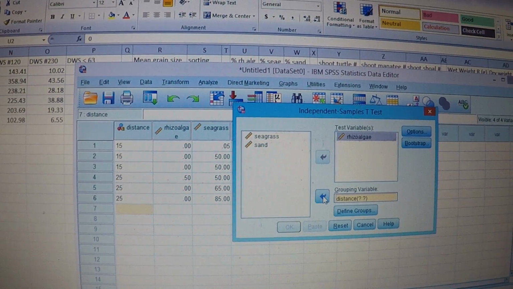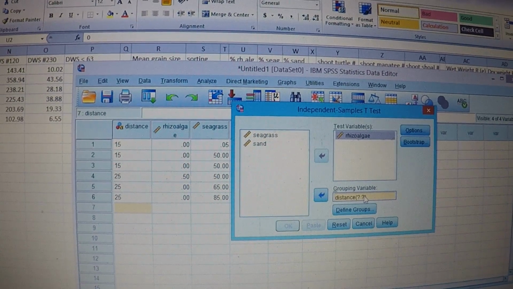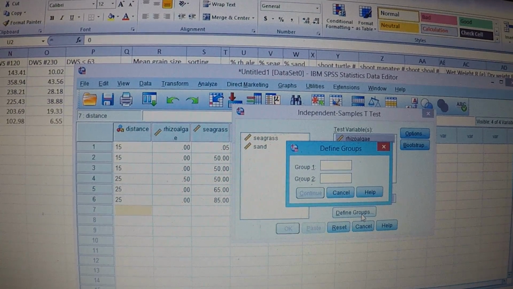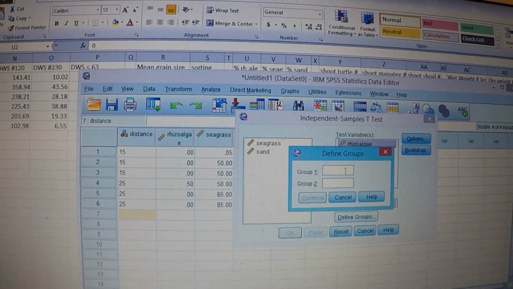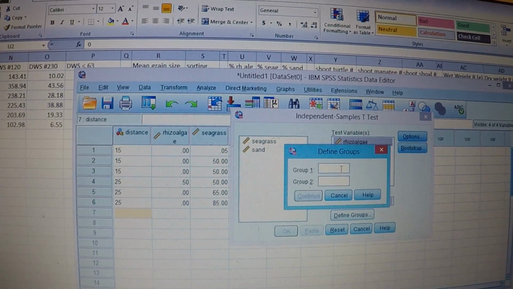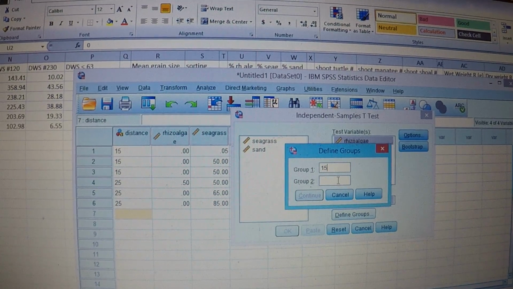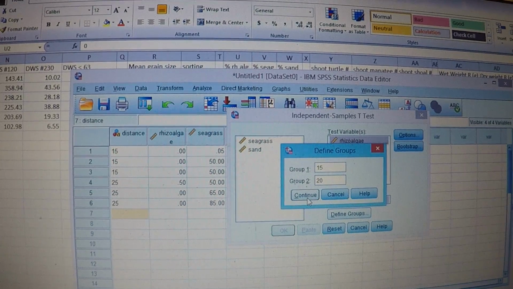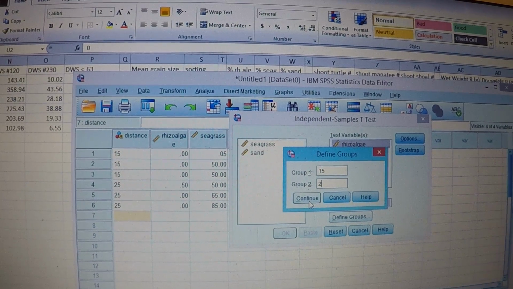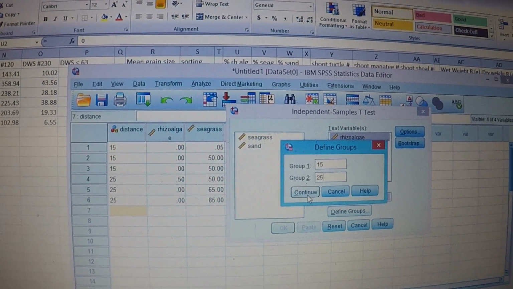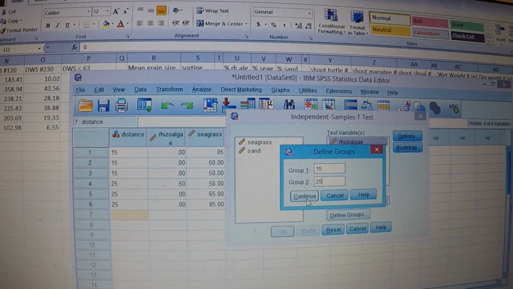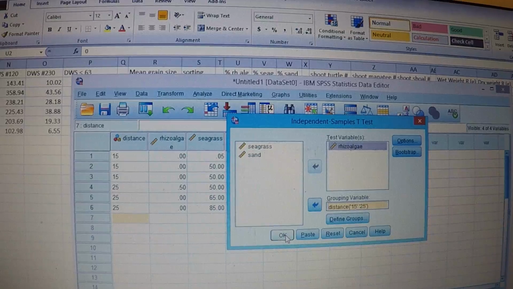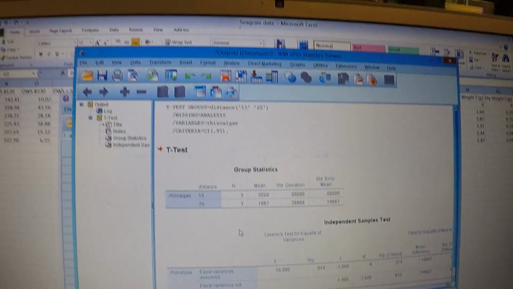And when we stick distance into the grouping variable, you then can click on Define Groups. And another box will come up and you'll have to enter your two groups. So 15 and then 20. And then you would press 25. Oh my goodness, thank you. Then we press Continue. And then we press OK. And now we have results.